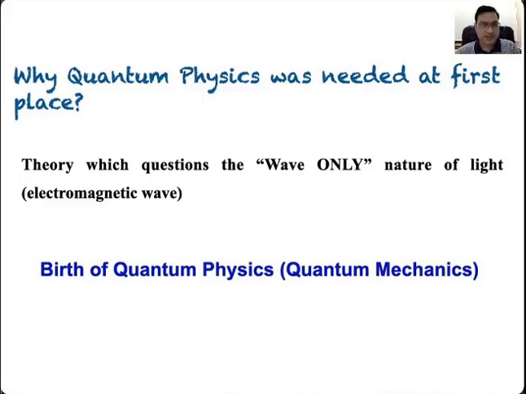There were a set of experiments which were not explainable by the existing theory that we call the wave theory, which we will see. So, a theory which questions the wave nature of light. We will see what the wave nature of light is, and I will show you that light and electromagnetic waves are the same concept. When these observations made in the late 19th and early 20th centuries were not explainable by the existing wave theory, people started thinking about a new theory which we call quantum theory. And that's how quantum physics, or quantum mechanics, came into existence.